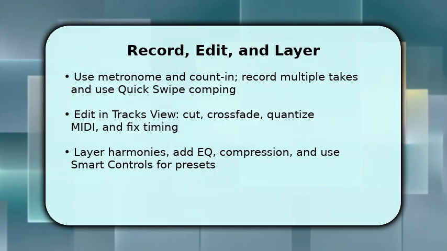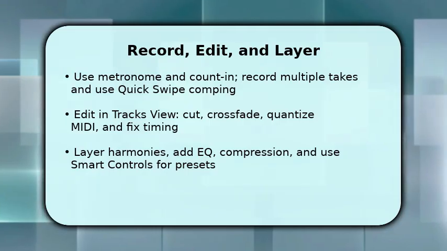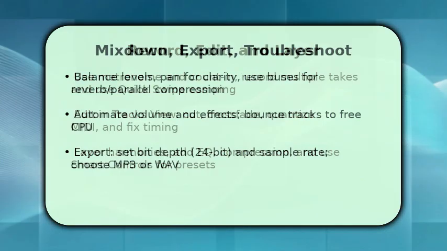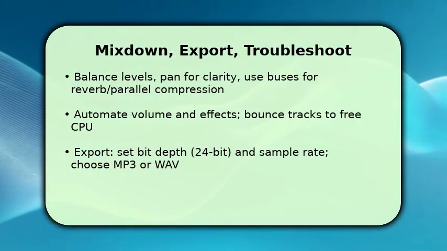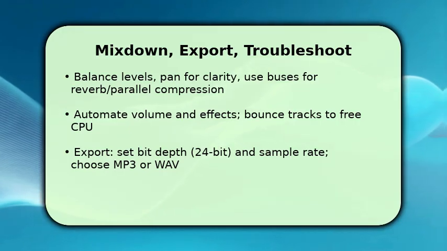Once tracks are arranged, apply EQ, compression, and reverb using smart controls to shape tone and keep levels. Finish by balancing levels, panning elements for stereo clarity, and routing sends to buses for shared reverb or parallel compression. This creates a cohesive sound.